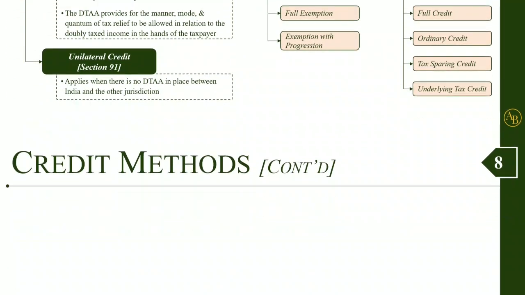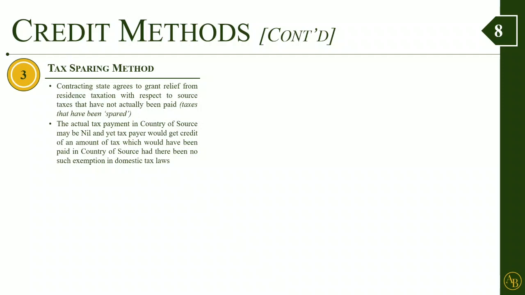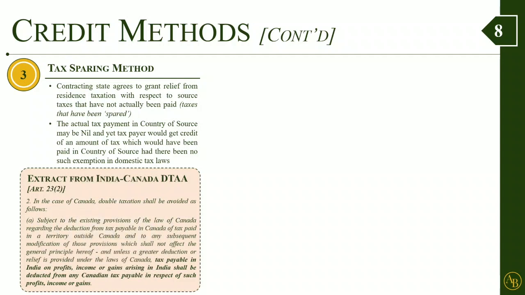Now guys, we'll move ahead to the remaining part, that is the third method, which is the tax sparing method. When a contracting state agrees to grant relief from a resident's taxation with respect to the source taxes that have not actually been paid, those are what we call taxes which have been spared. Under this method, the actual tax payment in the source country could be nil, and yet the taxpayer would get credit of an amount of tax which would have been paid in the source country had there been no such exemption under the domestic laws. So under this particular method, a hypothetical tax credit is given to the taxpayer even though the taxpayer has not paid the actual tax in the source country.